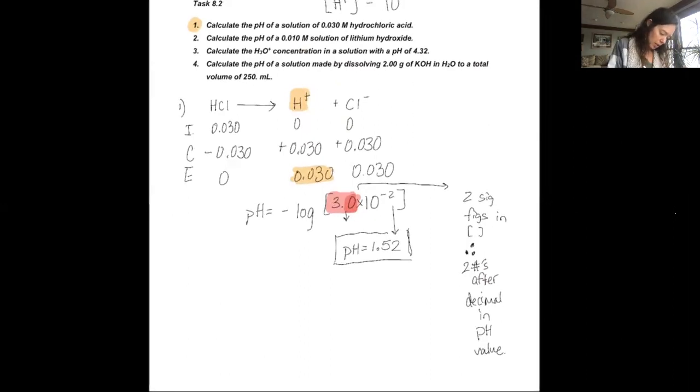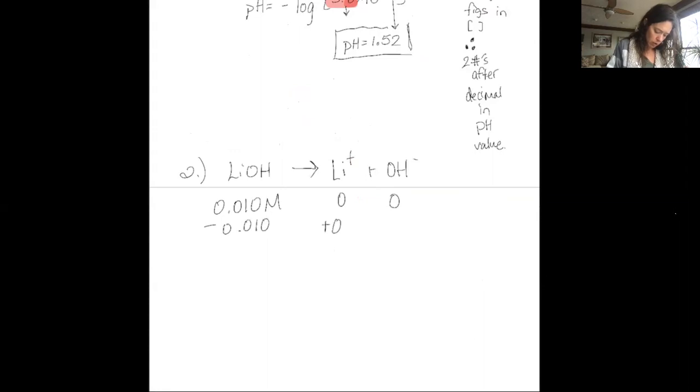Good, let's do this again. Calculate the pH of a 0.010 molar solution of lithium hydroxide. Lithium hydroxide is strong. Lithium completely dissociates from it. It's an alkali metal, so this is strong. All of it will react. So make sure you pay attention to your mole ratios. If there was a 2 here, I would need to account for that, but there's not.